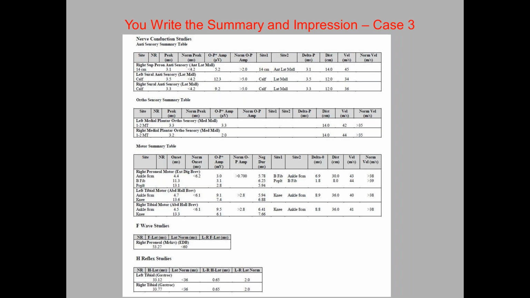Period. Good. And if I were writing it, I would say the bilateral sural, medial plantar, and right superficial peroneal sensory nerve conductions within normal limits. The bilateral tibial, right peroneal motor nerve conduction studies within normal limits. The bilateral tibial H reflexes, right peroneal F waves within normal limits. 3 bullets, done. Good.